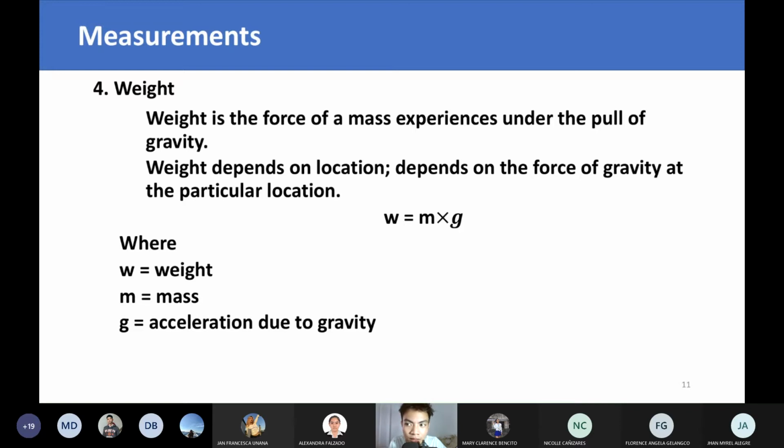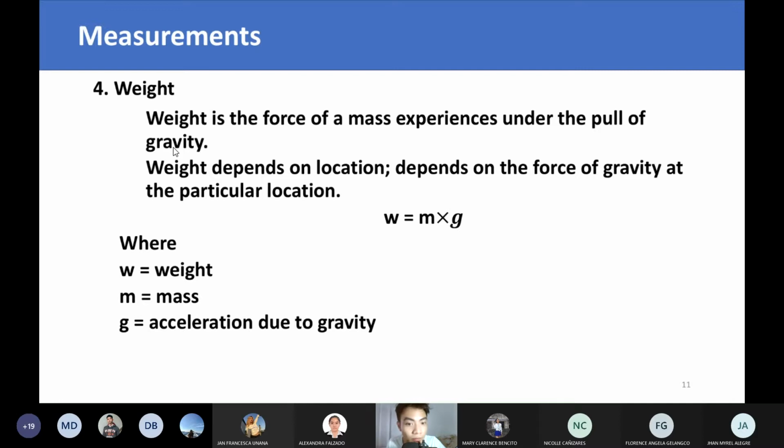There are places sa Earth na mahina yung gravitational pull. As a consequence, mababa yung weight mo. Okay? And also, there are places on Earth na malakas yung gravitational pull. So that means mataas yung weight mo. Okay? So kung gusto mo magbago yung weight mo, without doing anything, lipat ka ng ibang lugar kung saan mababa yung gravitational pull. Okay, so ganun.